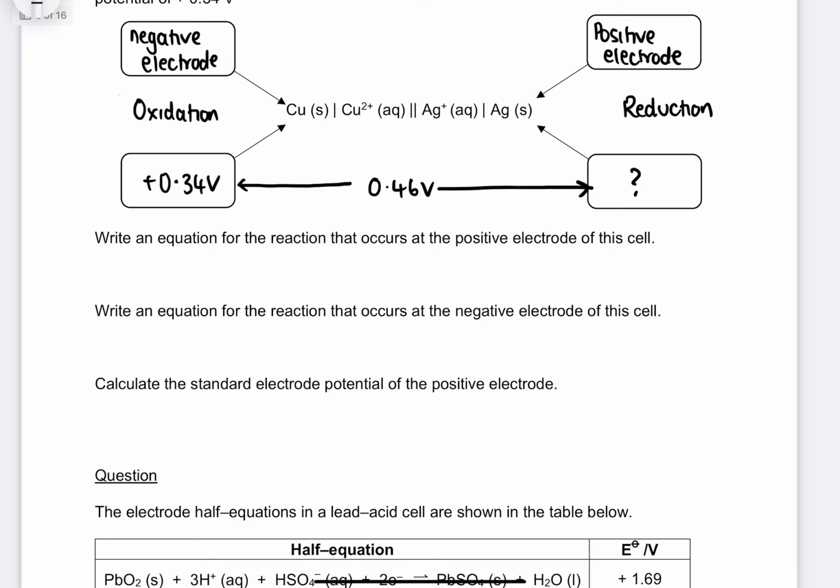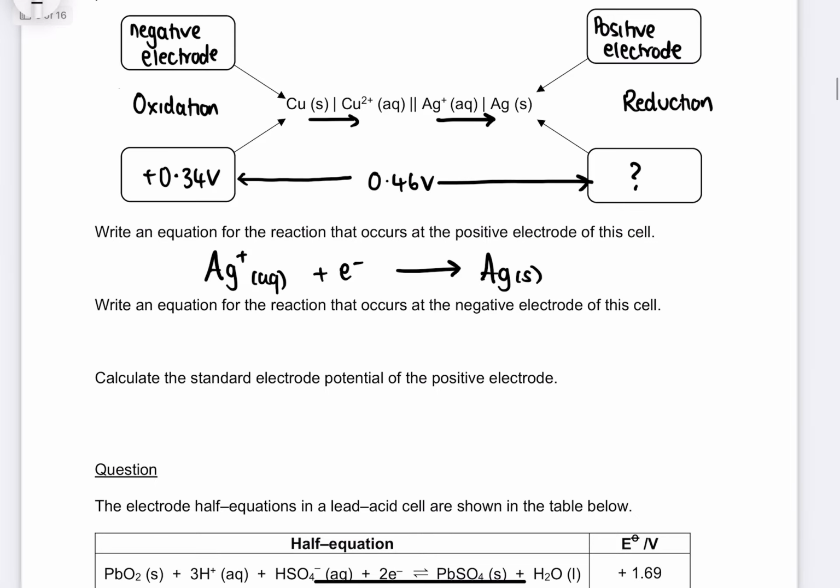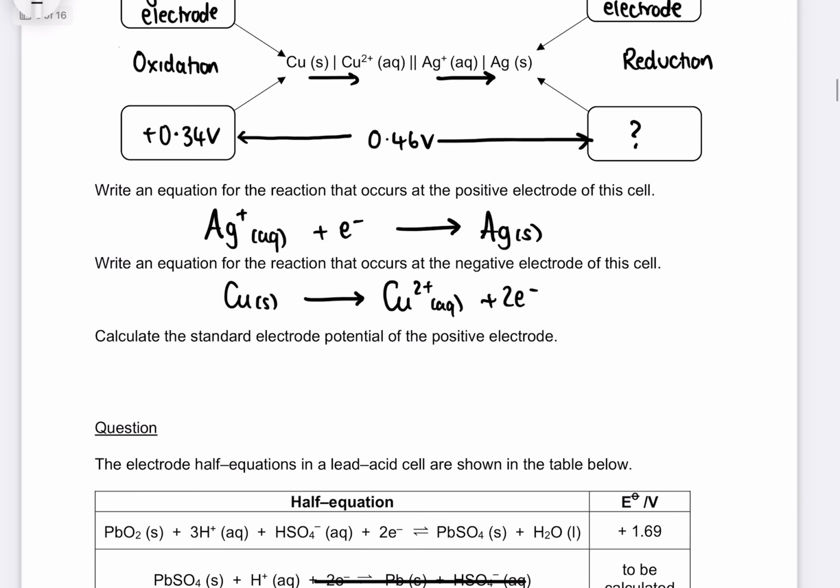So write an equation for what happens at the positive electrode. Well, this is where silver ions are being reduced, gaining electrons to become silver metal. We know that at the negative electrode, our copper metal is being oxidized to copper 2 plus ions and 2 electrons. And then it wants us to calculate it.